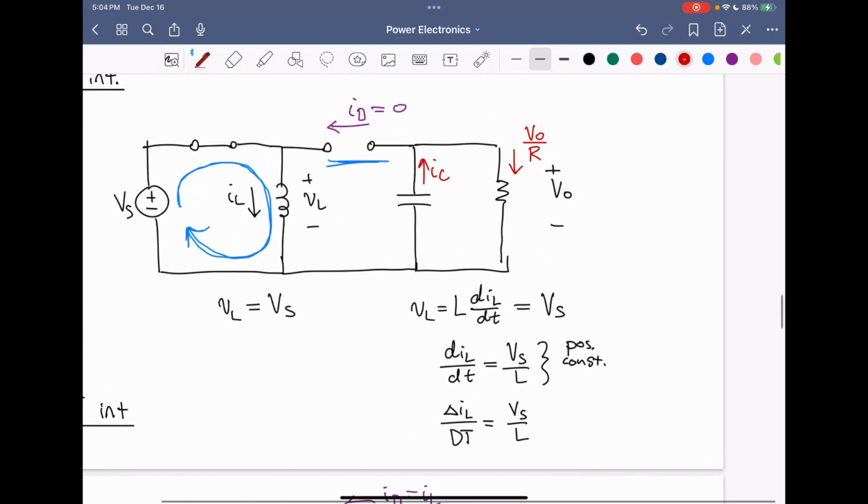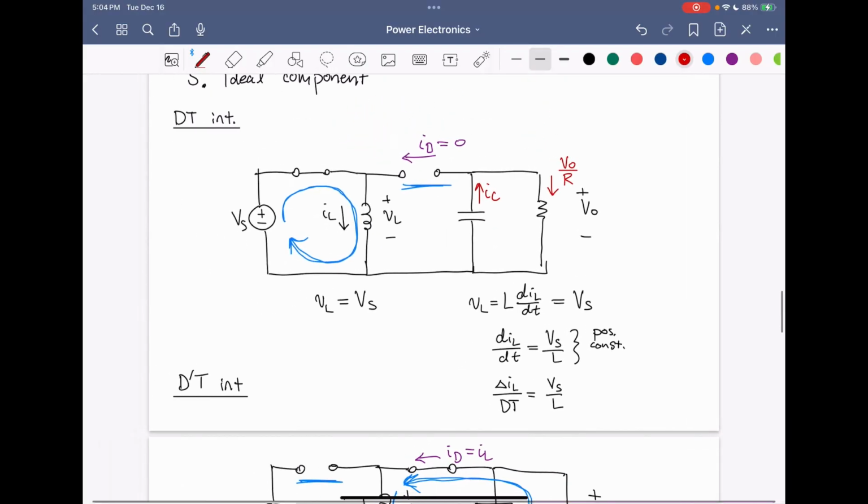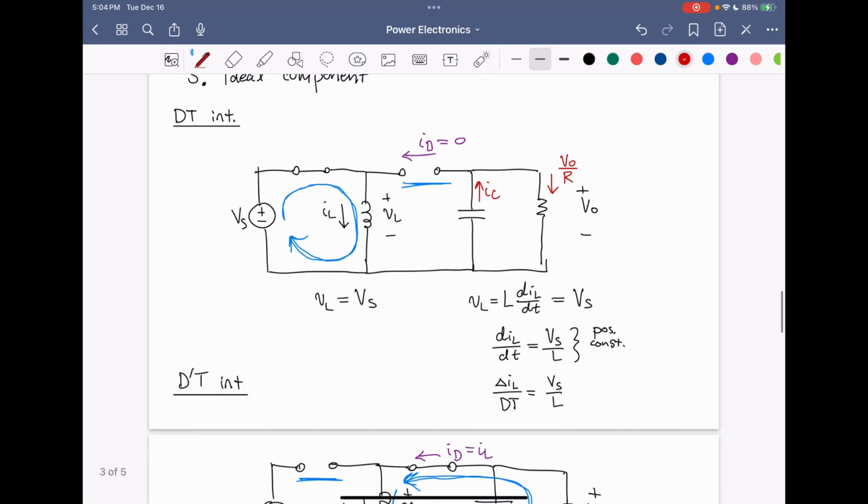So in this interval, the DT interval, because the diode is open circuited, we have that the capacitor current by KCL is just equal to VO over R.